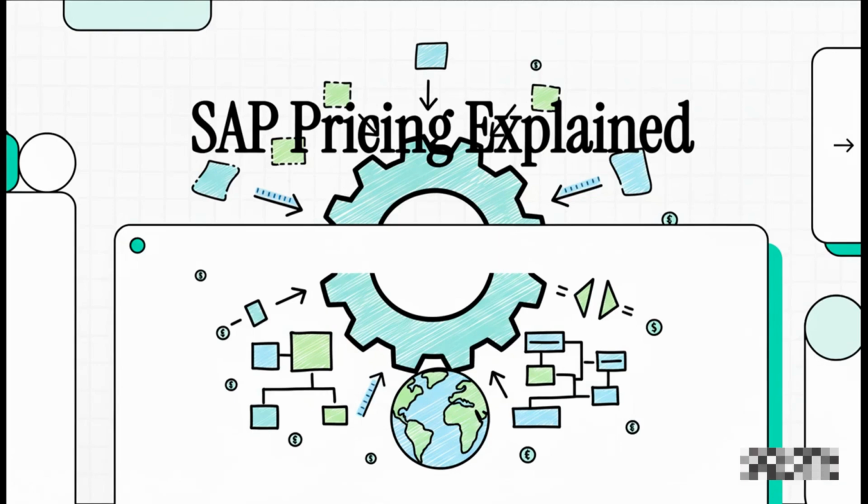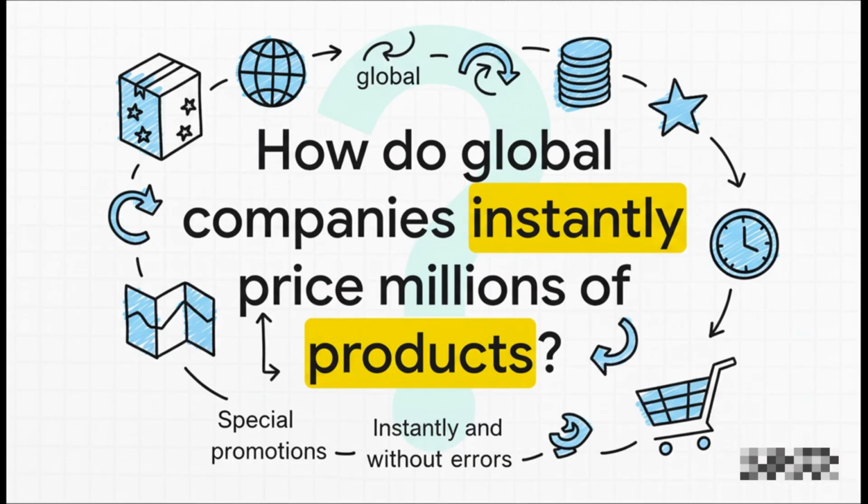All right, today we're going to pull back the curtain on one of the most powerful and honestly most misunderstood engines in global business, SAP's automated pricing system. This is the secret logic that powers commerce for the world's biggest companies, and we are going to break it all down for you. Okay, so let's just start with the core problem, right?